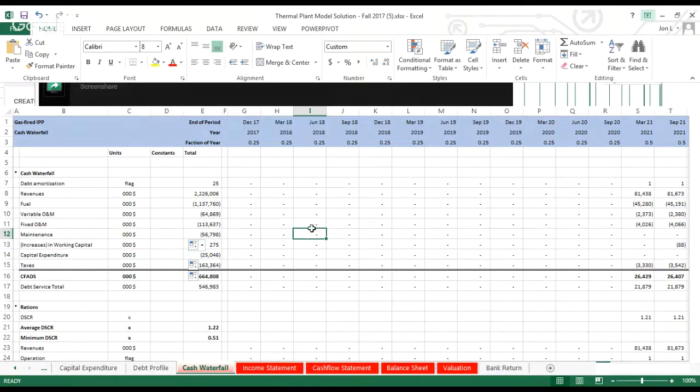So just get these things linked up, and then you do a simple sum, and then you get the CFADS, cash flow available for debt service. Then your total debt service comes from the debt profile. And then you get your DSCR. So DSCR is really important. It's called debt service coverage ratio.